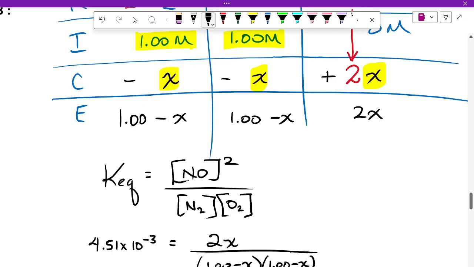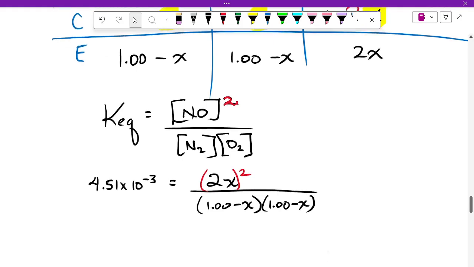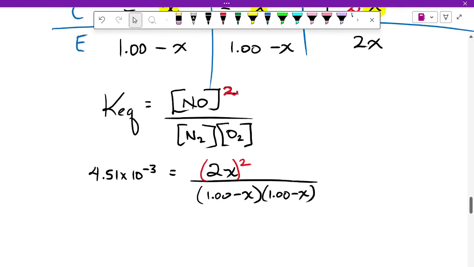Are we happy with what I've written there? What have I forgotten? I have forgotten my square. So should I just do that? No, I have to put brackets around it. Now, I've written it out this way because I just wanted you to see everything in there, but I could just as easily have written this as 2X squared over 1.00 minus X squared.